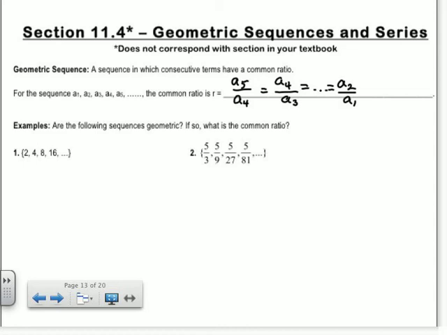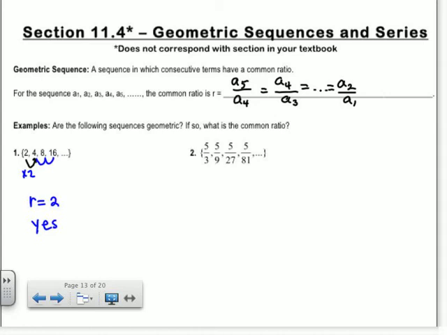Okay, so are the following sequences geometric? If so, what's the common ratio? So personally, I think the easiest way to find the common ratio is to take the number and say, what do I multiply the first number by to get the second number? 2. Okay, how about the next one? 2. Yep, common ratio is 2. So yes, ratio is 2.